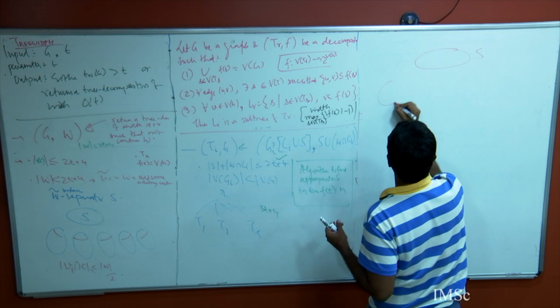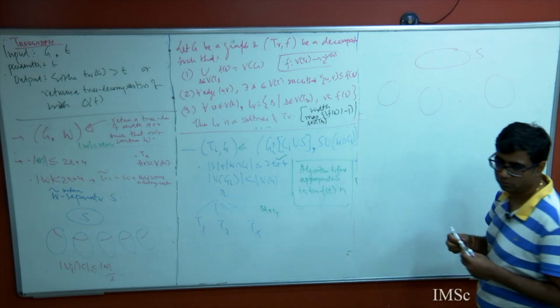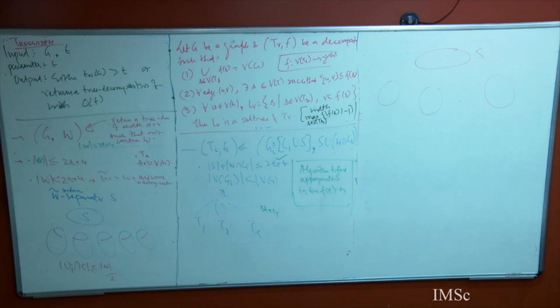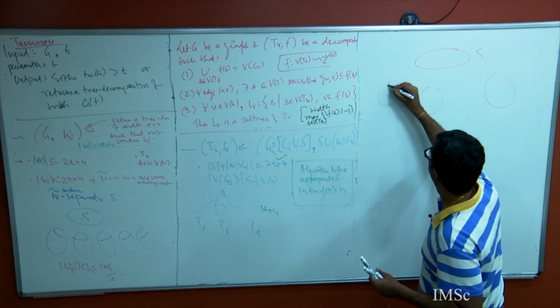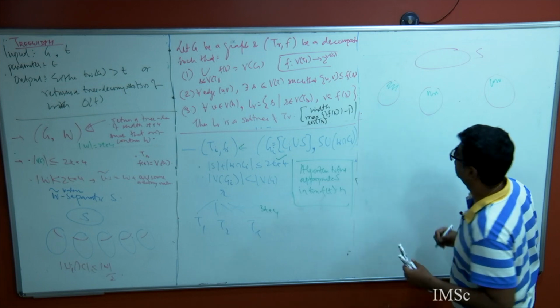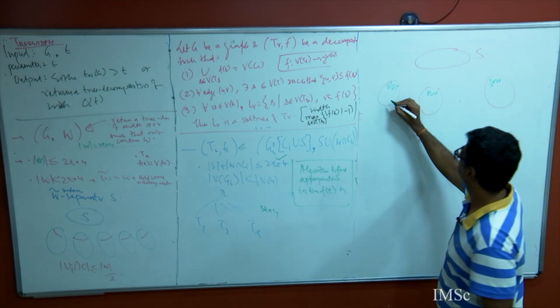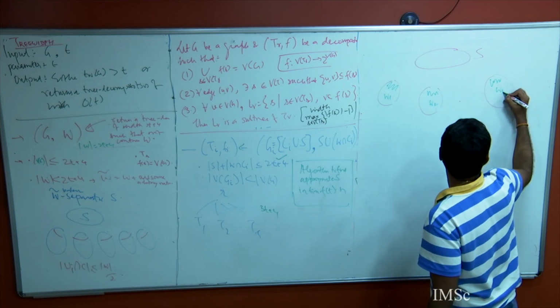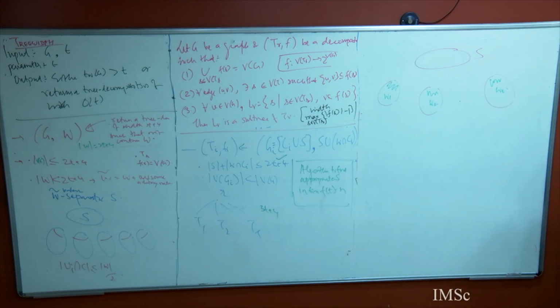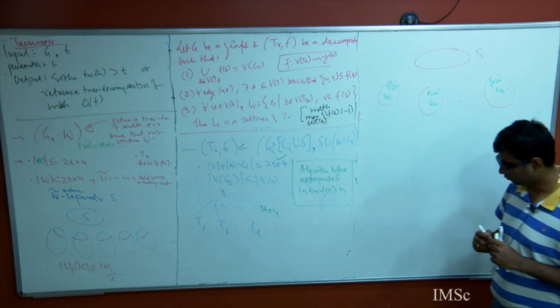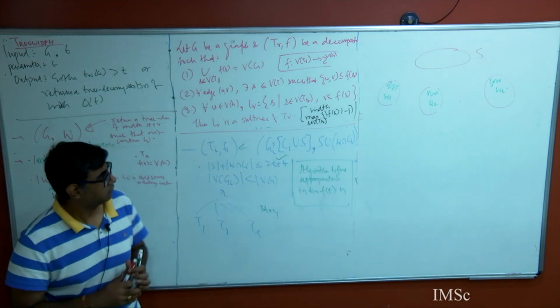Here's my S, here's my components. This is how the W_i's are. Now, do you think we can get this S?